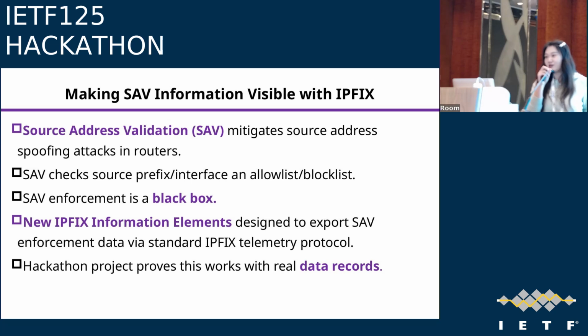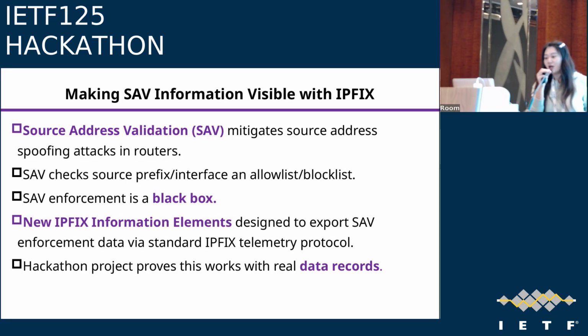It's a simple checking mechanism inside network routers. When a packet arrives, the router checks its source IP address and asks if the IP address is allowed on that interface. If not, the router considers the packet a spoofed packet and may drop it. This SAV mechanism helps to prevent source address spoofing attacks.